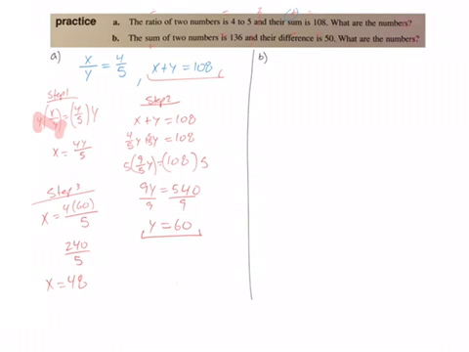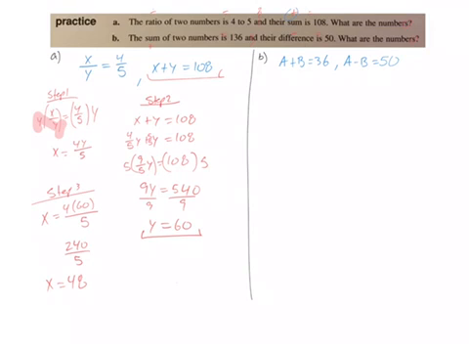So part B says the sum of two numbers is 36. So I'm going to call them A and B just for fun. A plus B is equal to 36. And it says, and their difference is 50. So A minus B is 50.